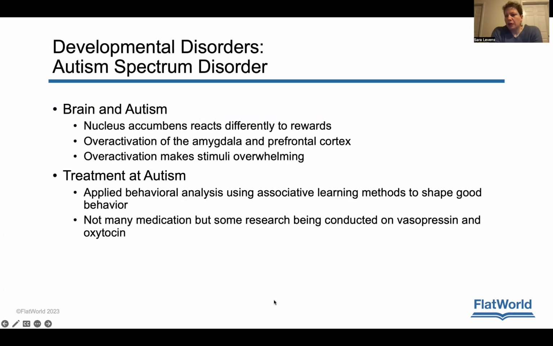So what is happening? What is the source of some of these differences in behaviors? Here's what we currently postulate. An overarching observation is that the nucleus accumbens reacts differently to rewards in individuals on the spectrum. And you can actually have overactivation of the amygdala and the prefrontal cortex. And this overactivation can make stimuli overwhelming.